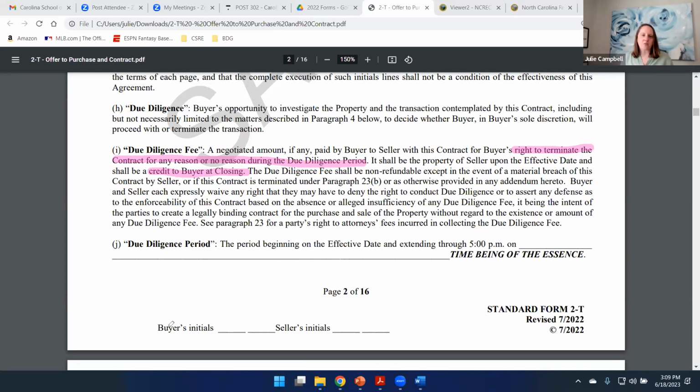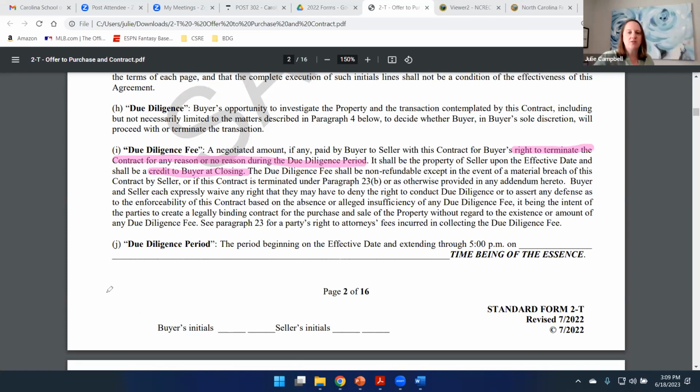Buyer and seller expressly waive any right they have to deny the right to conduct due diligence or to assert any defense as to the enforceability of this contract based on the absence or alleged insufficiency of the due diligence. It being the intent of the parties to create a legally binding contract for the sale of the property without regard to any amount or any existence of.